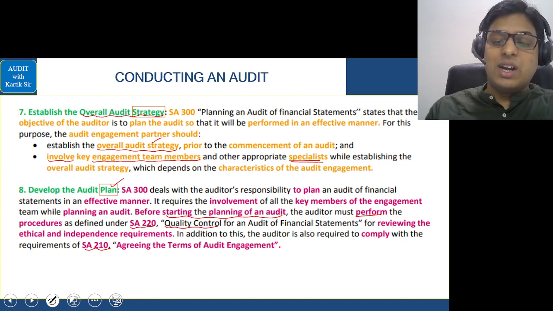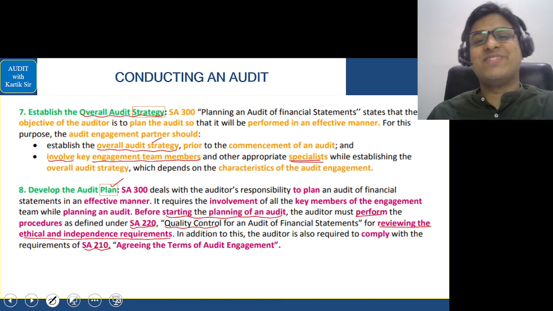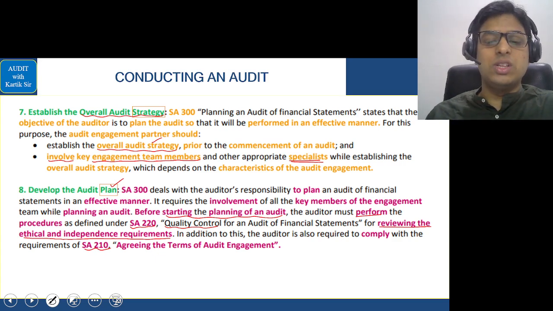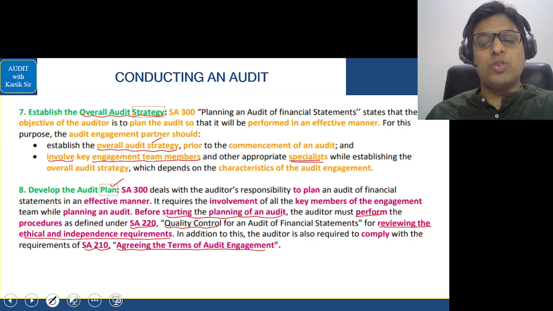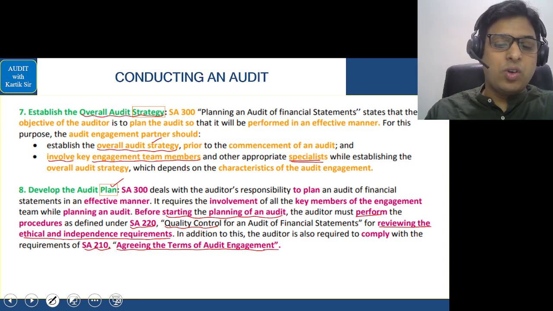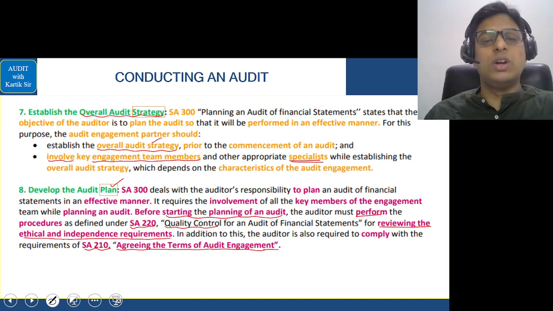But in this case, they have written about reviewing the ethical and independence requirements. Correct? So just remember this area: now after taking up the audit work, while planning, we'll see whether we are doing the work ethically with proper independence or not. All these things will come here. Next is SA 210, that is we should comply with 210, agreeing the terms of the audit engagement, whether the contract has been followed, whether the client is giving us all the information, whether we are doing our audit work as auditor. That is what the auditor is checking in this part.